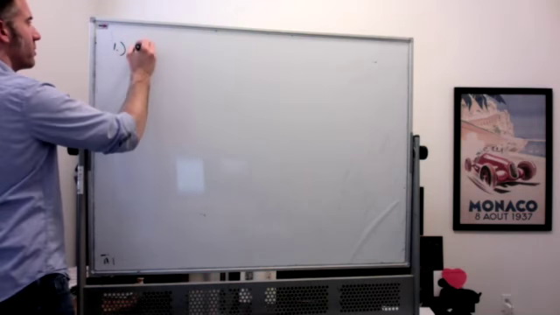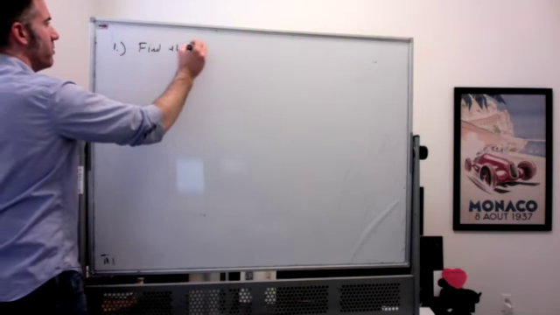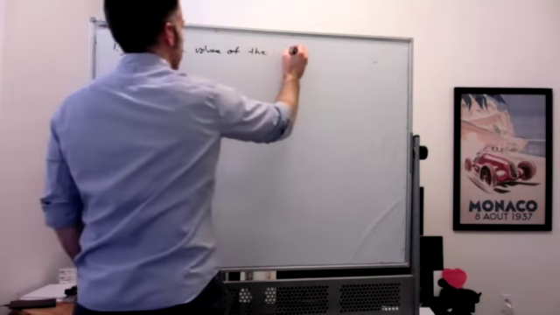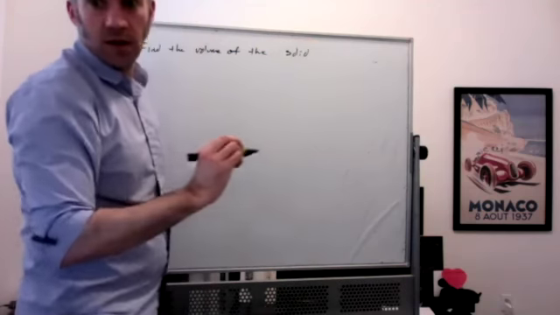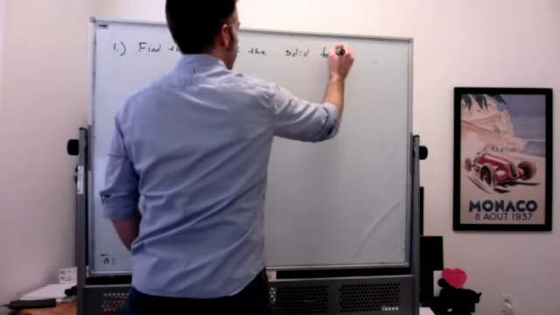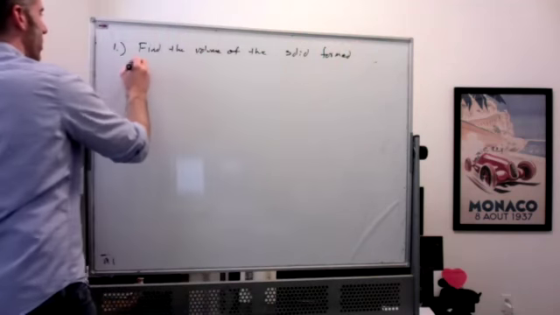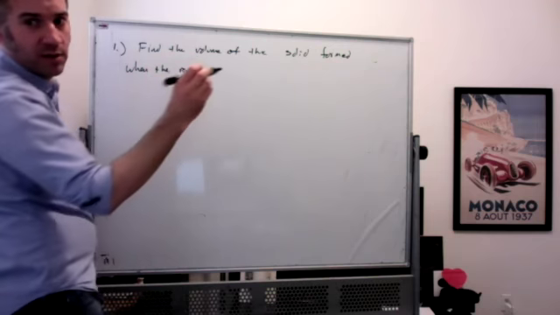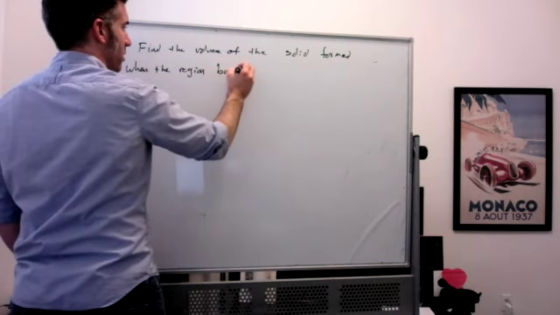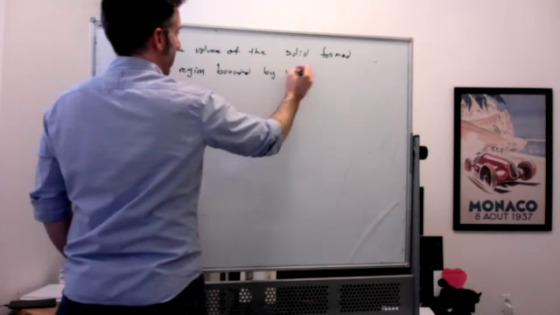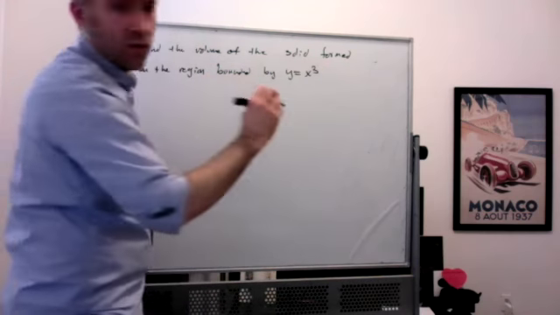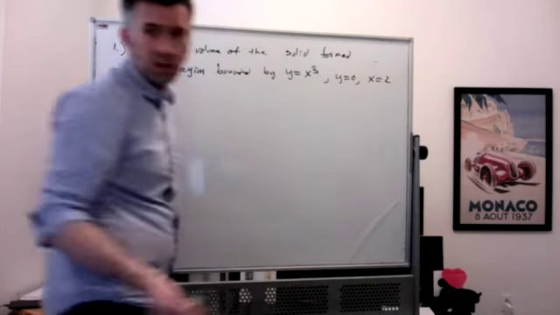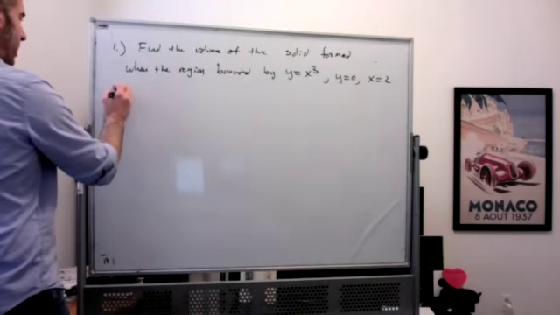So find the volume of the solid formed when the region, these always take so long to write out, formed when the region bounded by the following: y equal to x cubed, y equal to 0, and x equal to 2 is revolved around the x-axis.